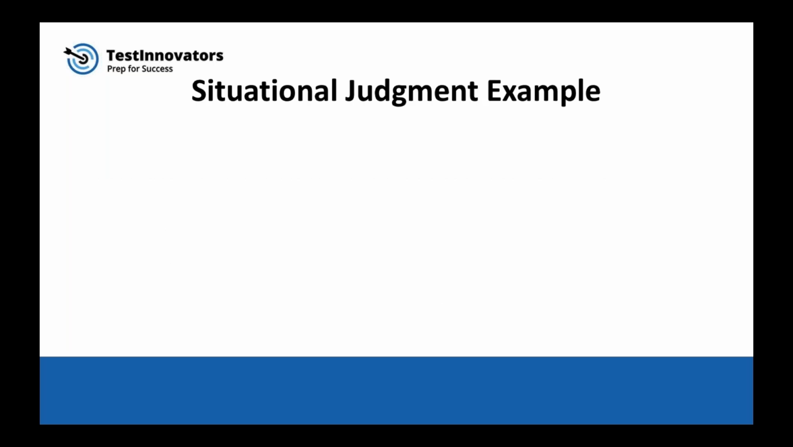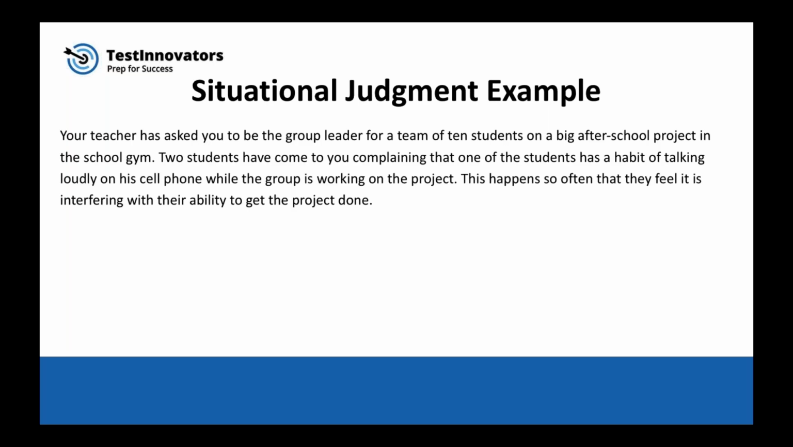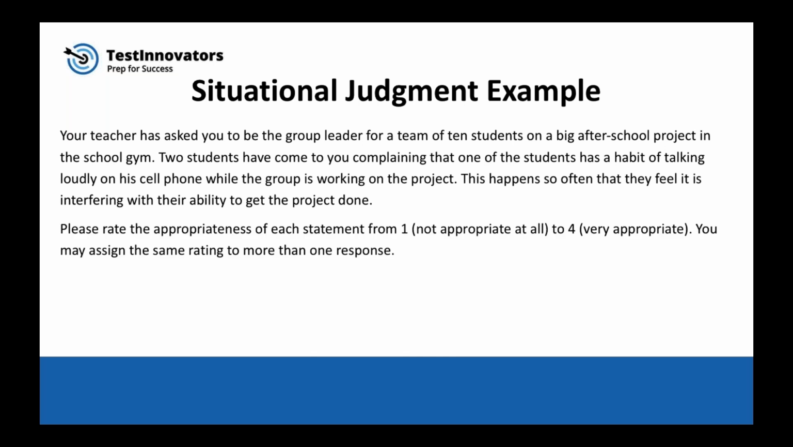For the situational judgment examples, these will give a situation. So here we have, your teacher has asked you to be the group leader for a team of 10 students on a big after-school project in the school gym. 2 students have come to you complaining that one of the students has a habit of talking loudly on his cell phone while the group is working on the project. This happens so often that they feel it is interfering with their ability to get the project done.